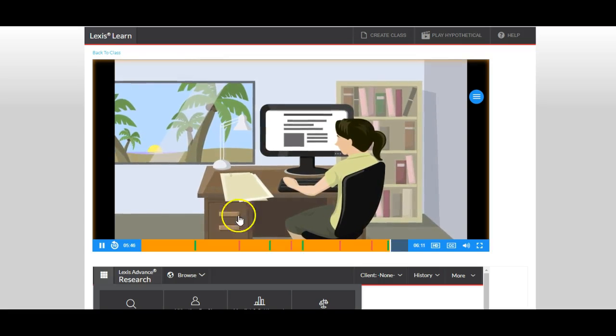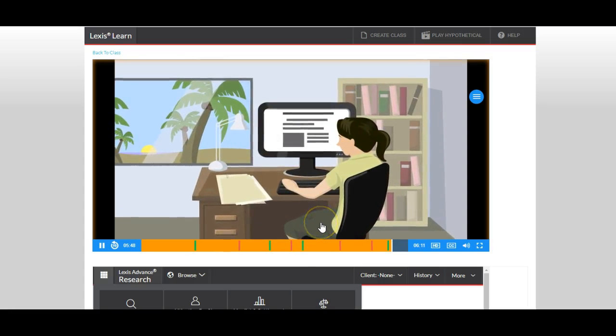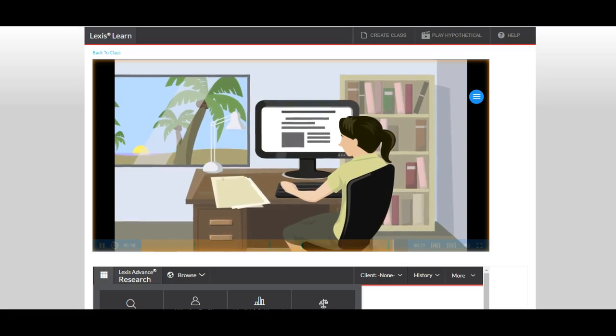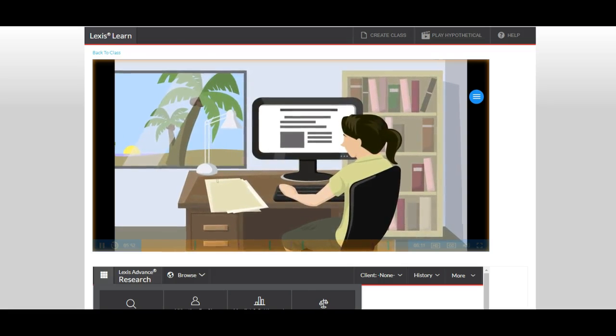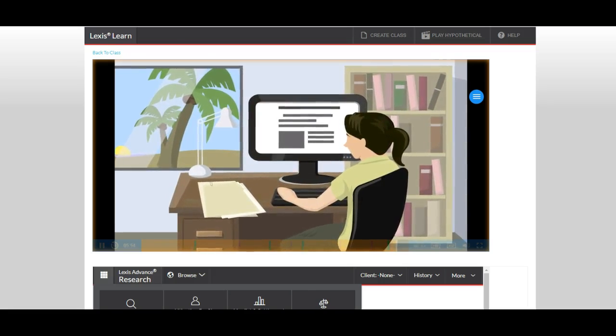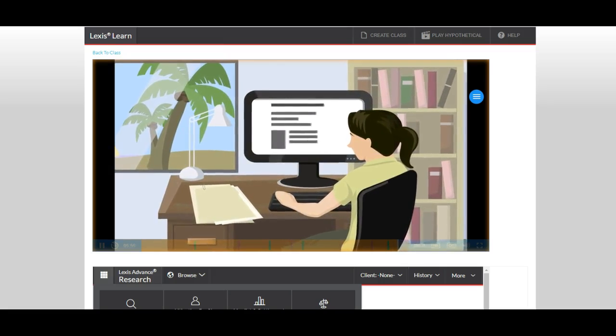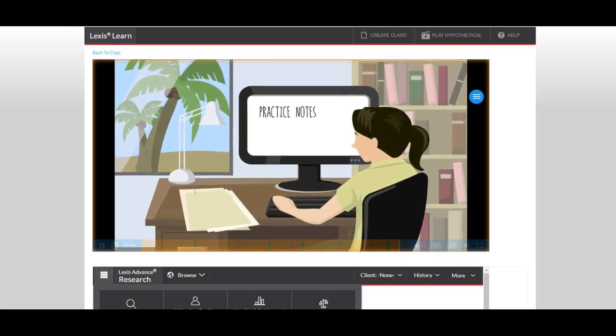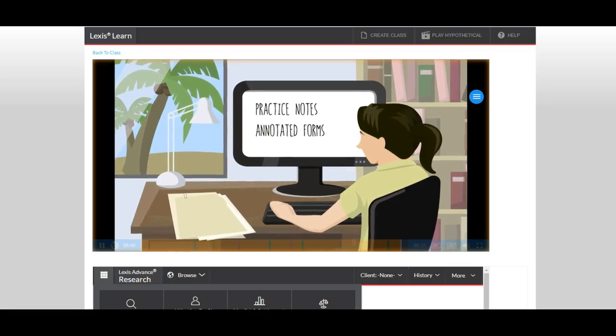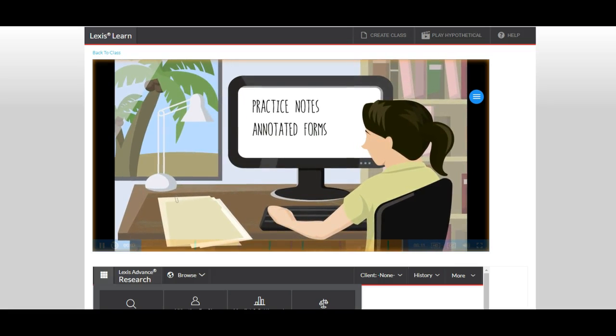When you're new to transactional drafting, the best way to learn the ins and outs is to get help from other attorneys who practice in this area. There are many resources available that are written by expert attorneys. Practice notes and annotated forms are particularly helpful. Use them for your drafting assignments, and you'll always have a good understanding of how to get started, even if it's your first time.